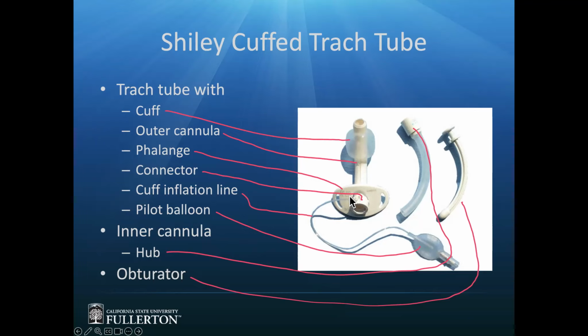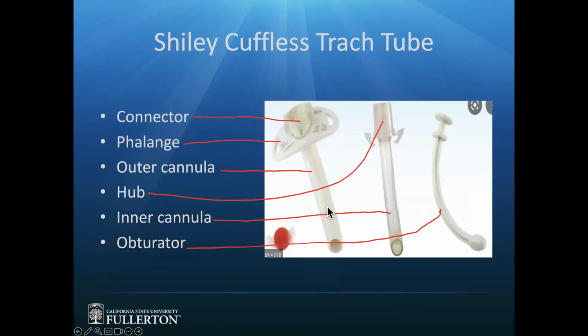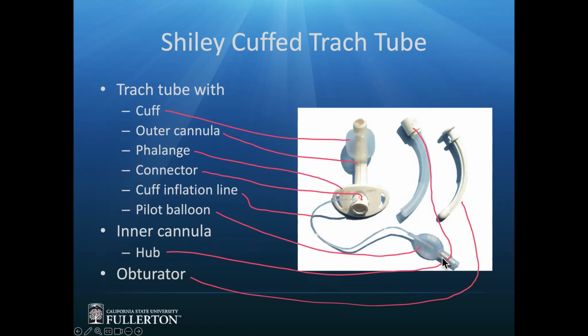All right, so I think we've got all the parts. We've got the cuff, the outer cannula, the flange, the connector, the inflation line. Here it is. And we've got the pilot balloon. And then over here, we've got the cuff shown with the inner cannula removed. And please look that this looks just like this.